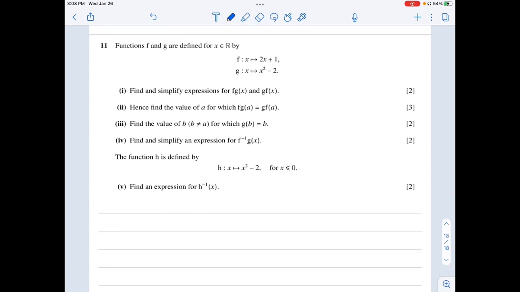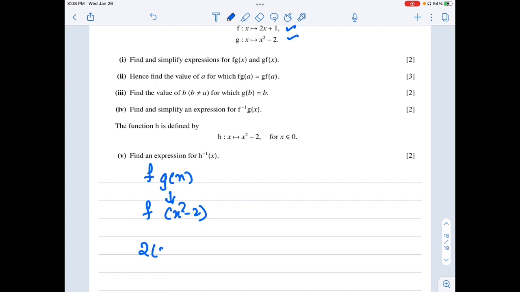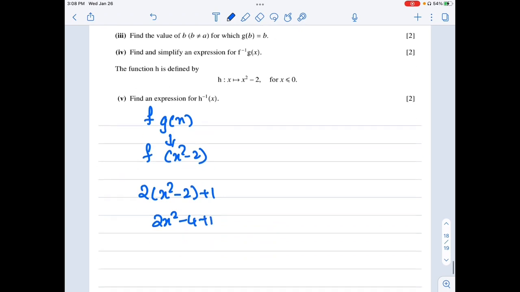Last question, 11th question. f(x) is 2x + 1, g(x) is x² − 2. Find an expression for f(g(x)). g(x) is nothing but x² − 2. Now plug that x² − 2 into function f: 2(x² − 2) + 1. So it becomes 2x² − 4 + 1, which simplifies to 2x² − 3.